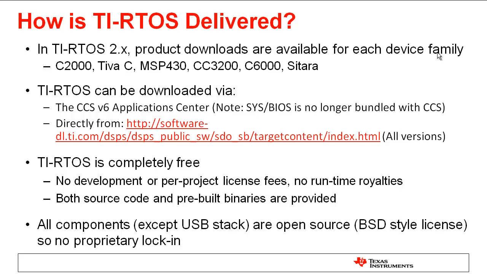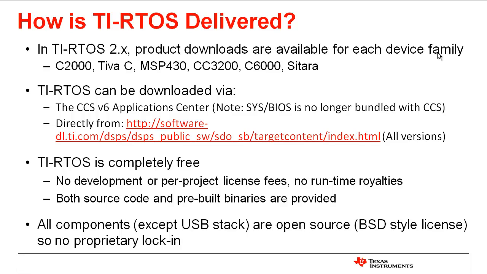With CCS v6, which is the newest version of Code Composer Studio, the TI integrated development environment, after you install that and bring it up, you'll see it has a link to something called an application center. If you go into the application center and look at the CCS add-ons available, you'll see that the various TI-RTOS downloads are available through that, and you can install them there.